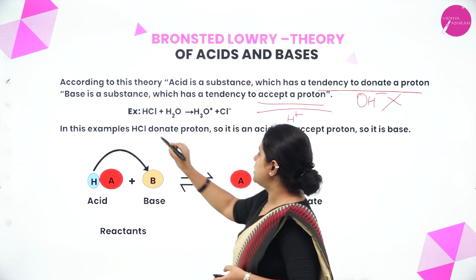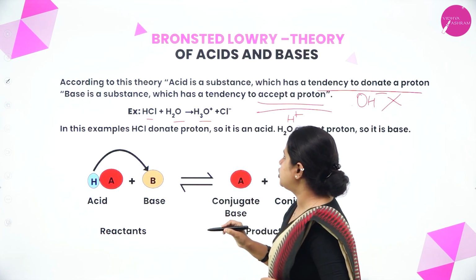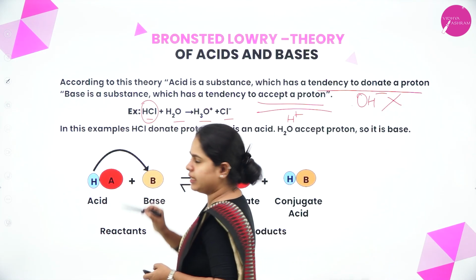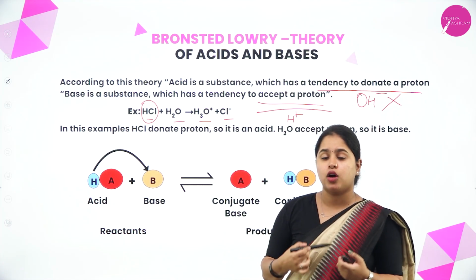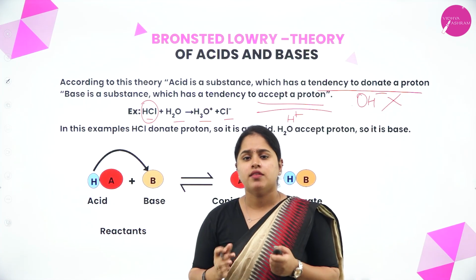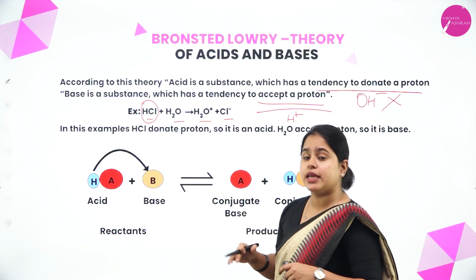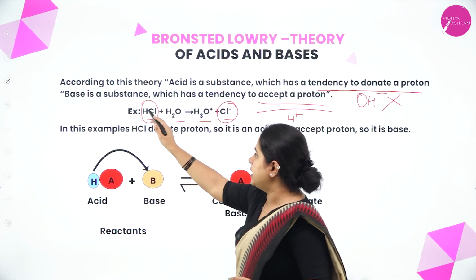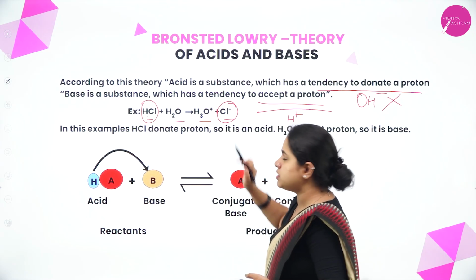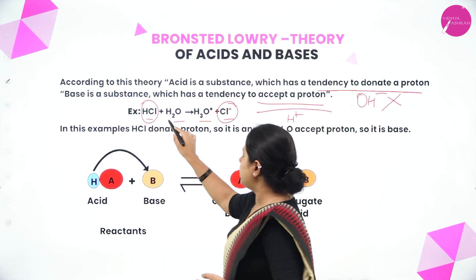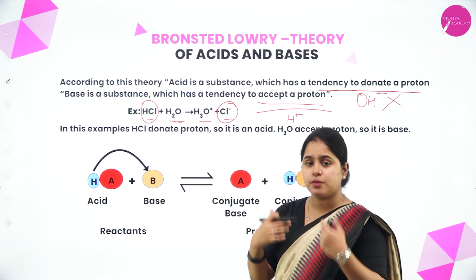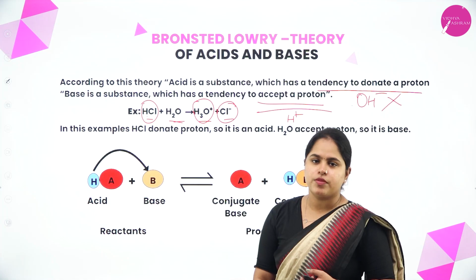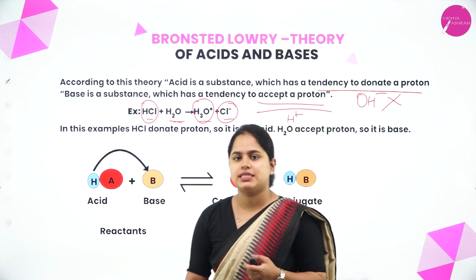So for example, let's take HCl plus H2O gives H3O plus and Cl minus. As you can see here, it was HCl here. HCl is an acid according to Bronsted-Lowry theory. Why? Because HCl is able to donate its H plus and form Cl minus, right? Hydrogen is being released and it forms Cl minus. Now at the same time, water accepts that H plus ion and forms H3O plus. Okay, so this is how you can identify an acid and a base.